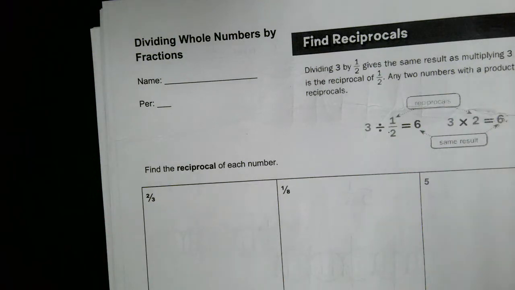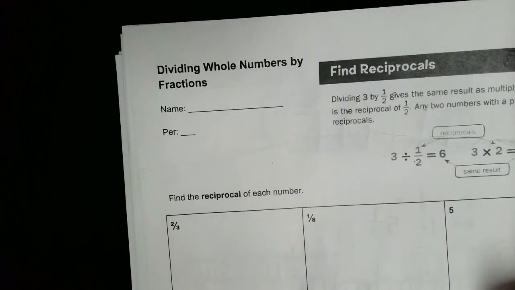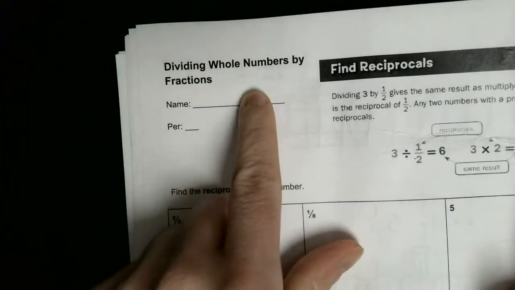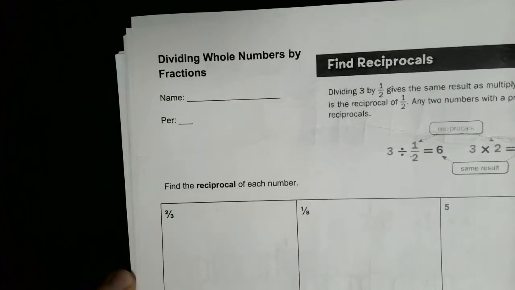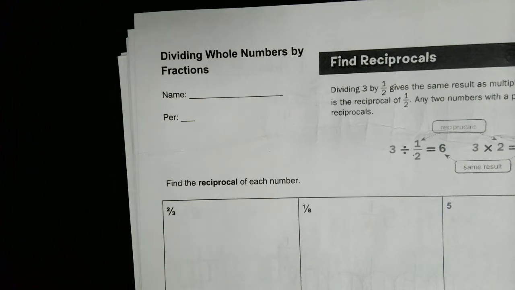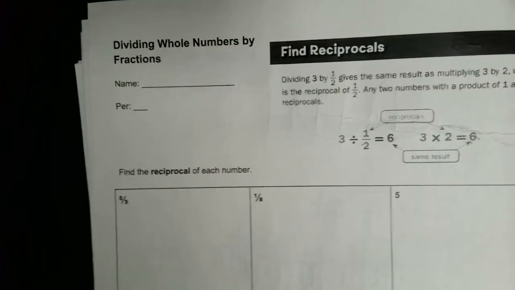Today, this is what we did in class. Doing this with me will help catch you back up. So what we're doing is dividing whole numbers by fractions. Instead of using models today, we're going to use a shortcut method that will help us divide whole numbers by fractions.